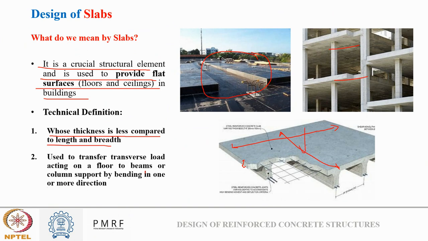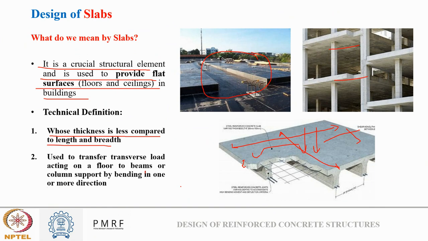So some load will be acting on the floor. From these floors, the load is transferred to the connecting beams, from beams to supporting columns, from columns to footings, and finally from footing to the ground beneath. So this is how load is transferred in an RC structure.